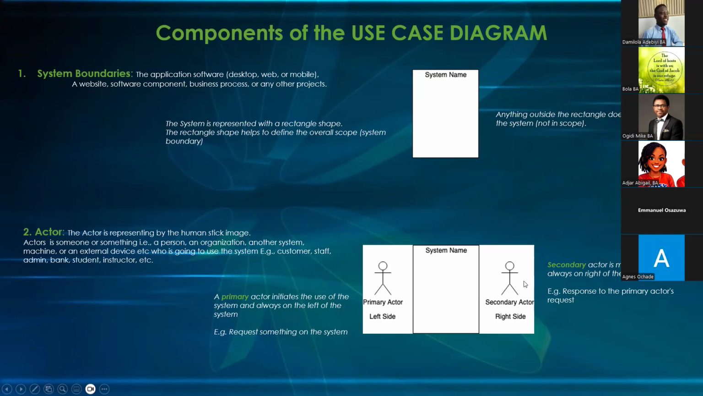So we have two types of actors. We have the primary actor, which is usually on the left side, and the secondary actor, which is on the right side. Now, the primary actor usually is the one that initiates the process or the event or the action. While the secondary actor, on the right-hand side, responds to the requests of the primary actor. Is it making sense so far? Okay.